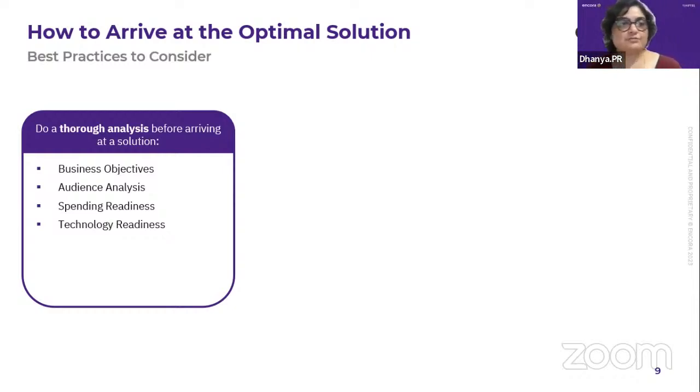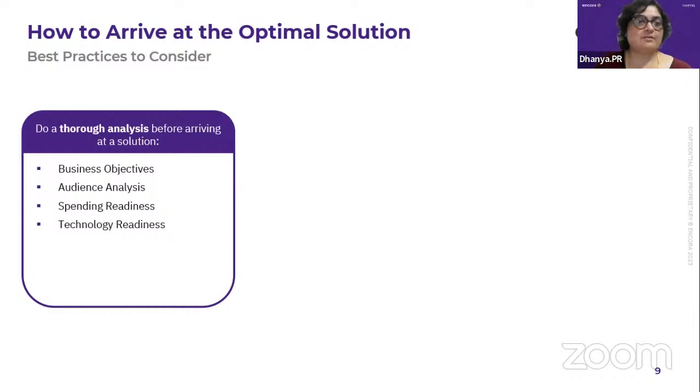First, we need to do a thorough analysis of what exactly we want to do before arriving at a solution. So we should look at the business objectives and conduct an audience analysis. Sometimes some organizations do not want to spend on VR devices, or some even believe there are certain health issues associated with it, and ask whether they should go for it. These types of questions do come up, so have a detailed discussion about it.